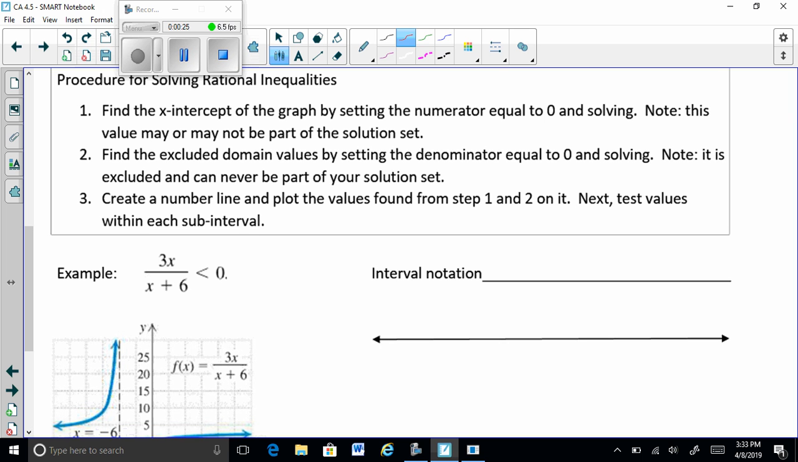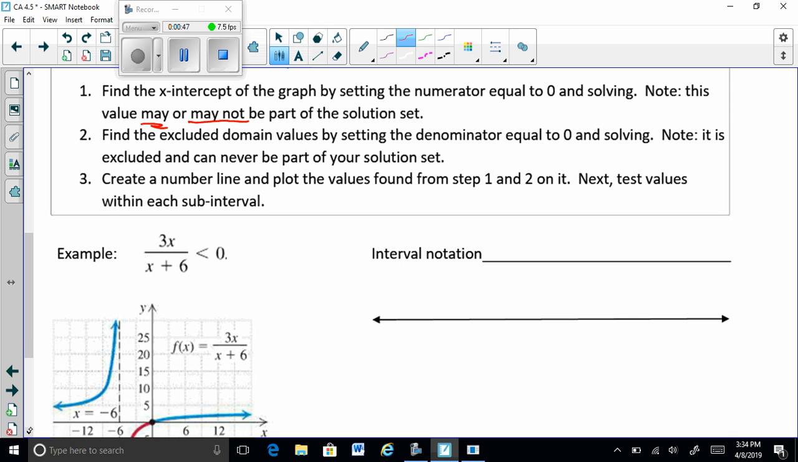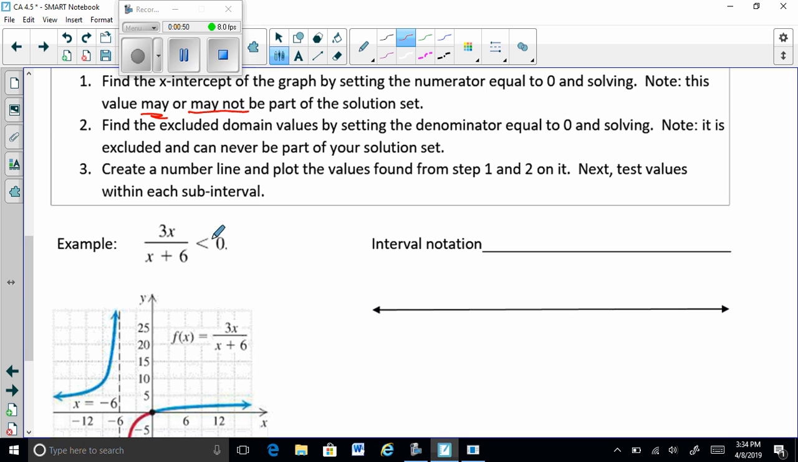So procedures here, basically you want to find the x-intercepts, or intercept, I should say. And the way you're going to do that is just set the numerator equal to 0 and solve. So just be careful because this point may or may not be part of the solution set. So for example, on this first one, it will not be part of the solution set because of the inequality symbol, because we want our solutions to all be less than 0. If it had the equals to part, then it would be part of the solution set. But since 0 cannot be part of the solution set, the x-intercept will not be included.